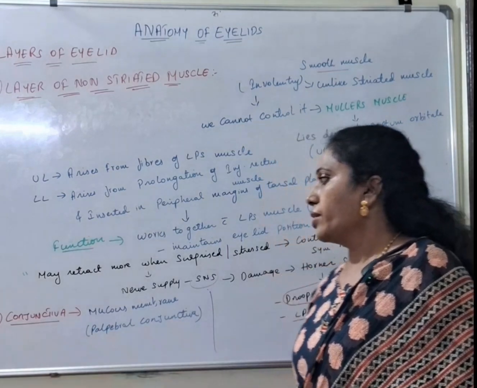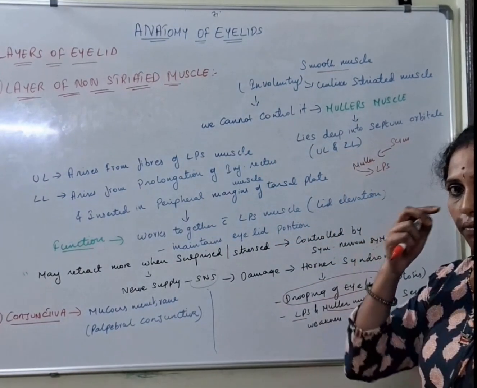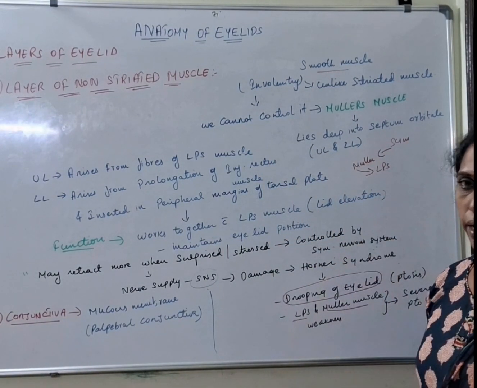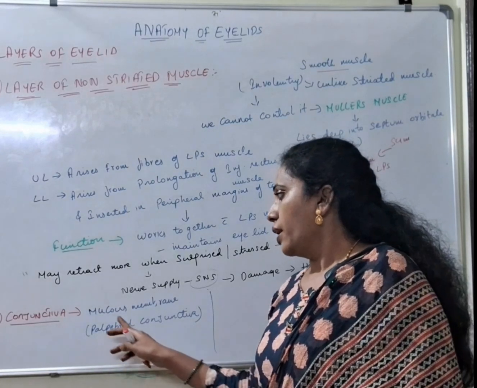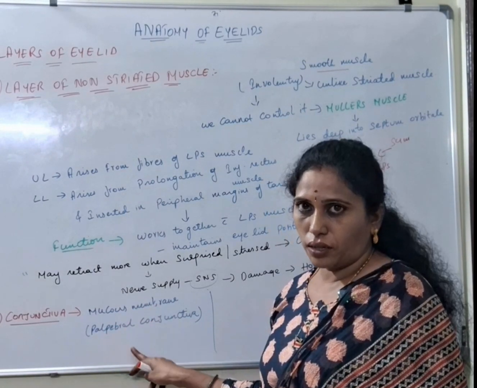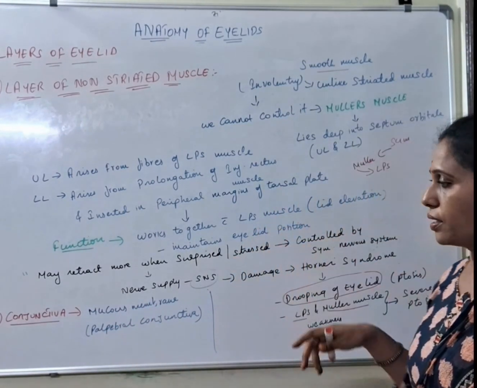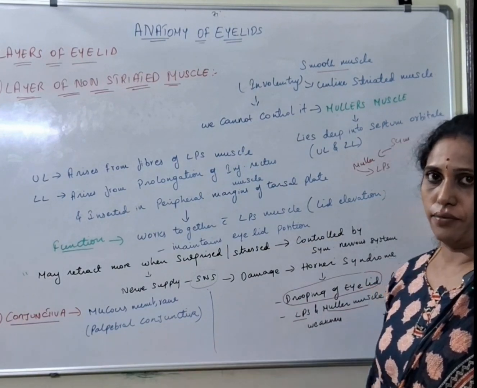And coming to the seventh layer, it is nothing but the conjunctiva. Whatever red part you see at the back of the eyelid is nothing but the conjunctiva. It is the mucous membrane. We call that part the back of the eye part. We call that the palpebral conjunctiva.